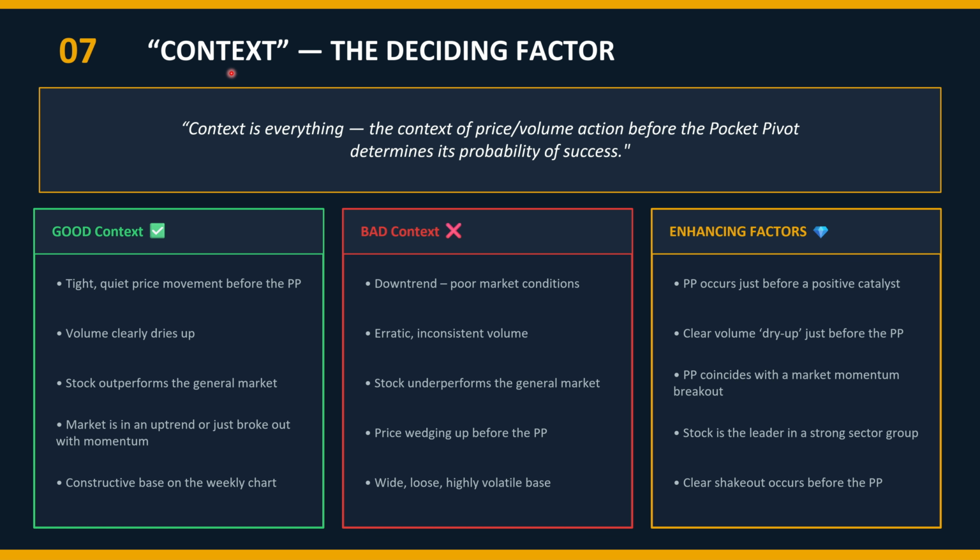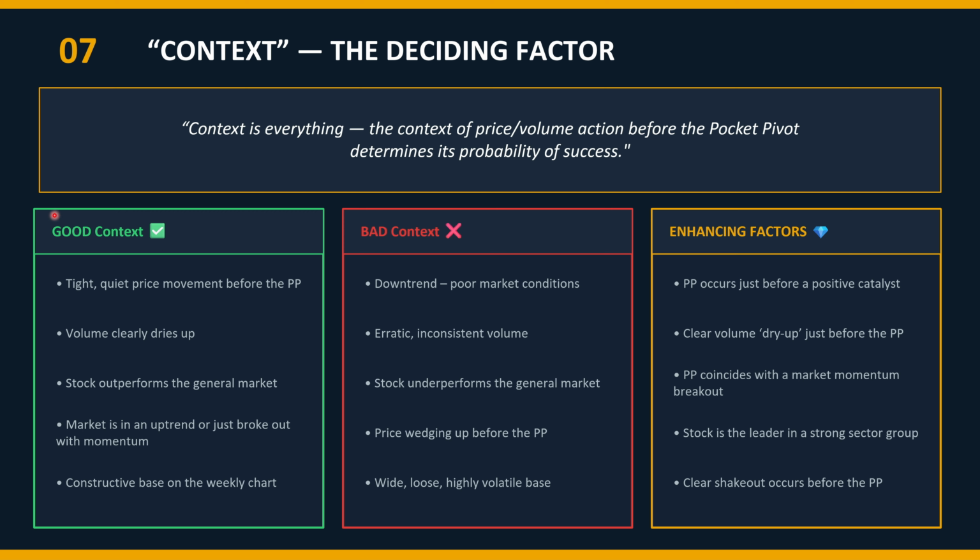There is one thing the book emphasizes heavily: context is everything. The context of price volume action before the pocket pivot determines its probability of success. You can memorize every technical rule of pocket pivot, but if you cannot read the context of price volume behavior, you will keep buying pocket pivots that fail.